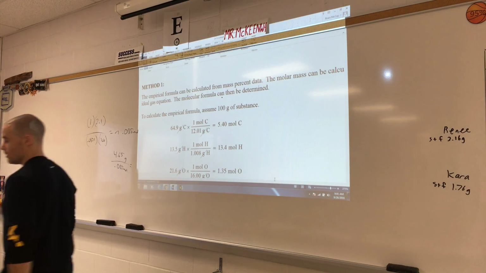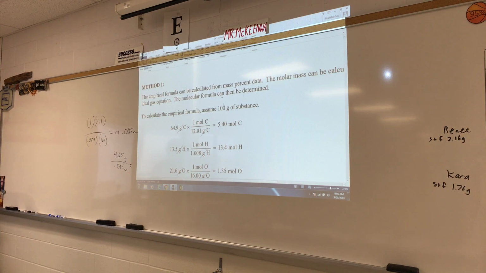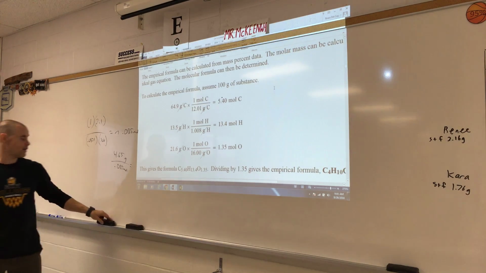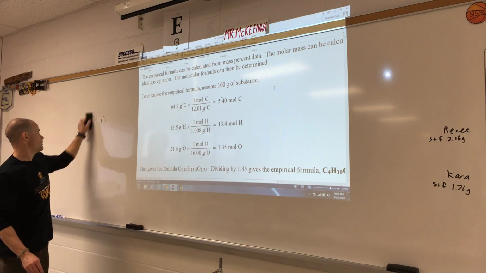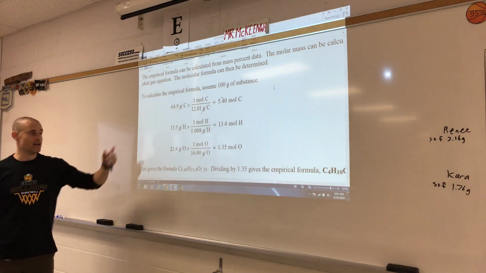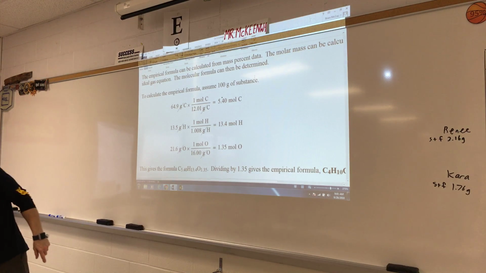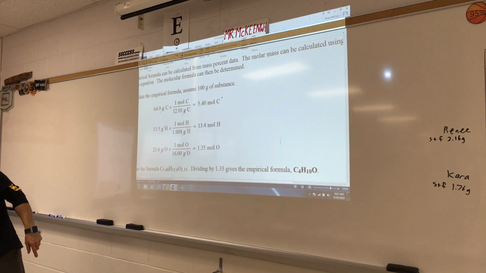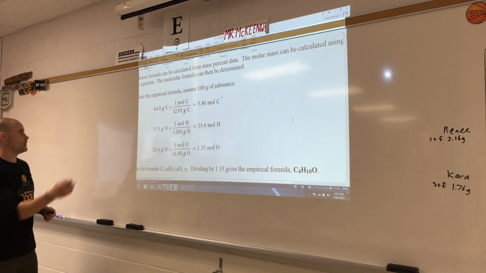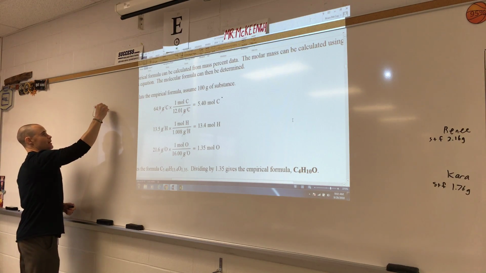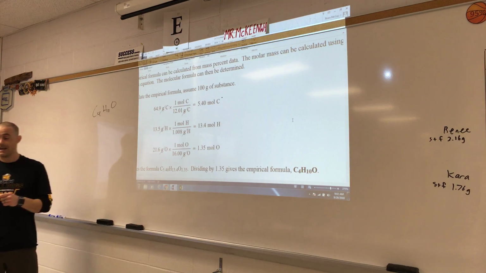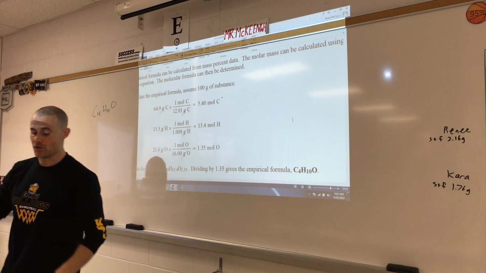Okay. All right, so I'll just show you what they have here. So to calculate the empirical formula, you have to turn all your percents to grams. This is just review from before. So when you get all your moles, you get moles of carbon, oxygen, and hydrogen. If you divide by the lowest number, which is oxygen, you get C4H10O. All right, so there's your empirical formula, C4H10O.